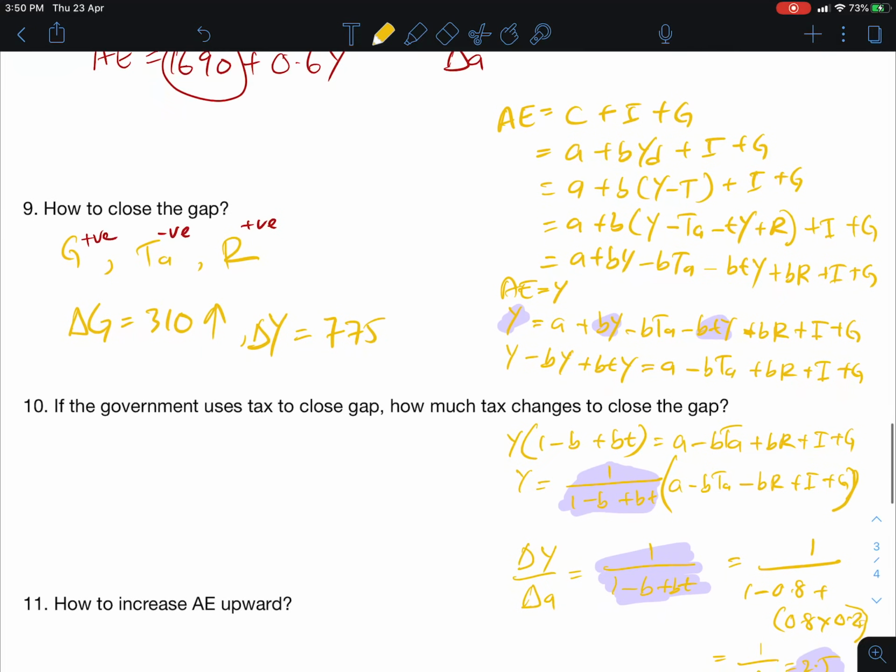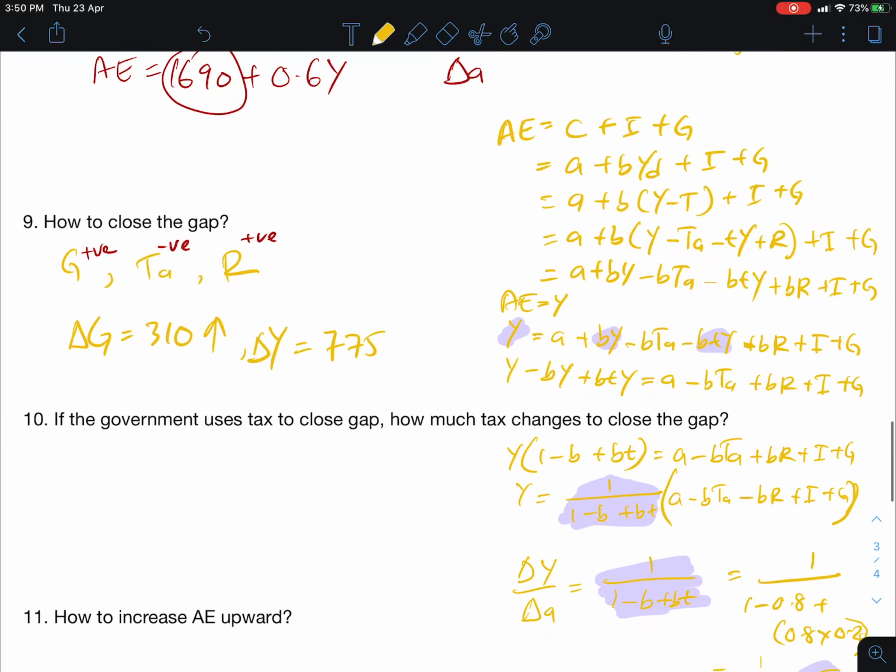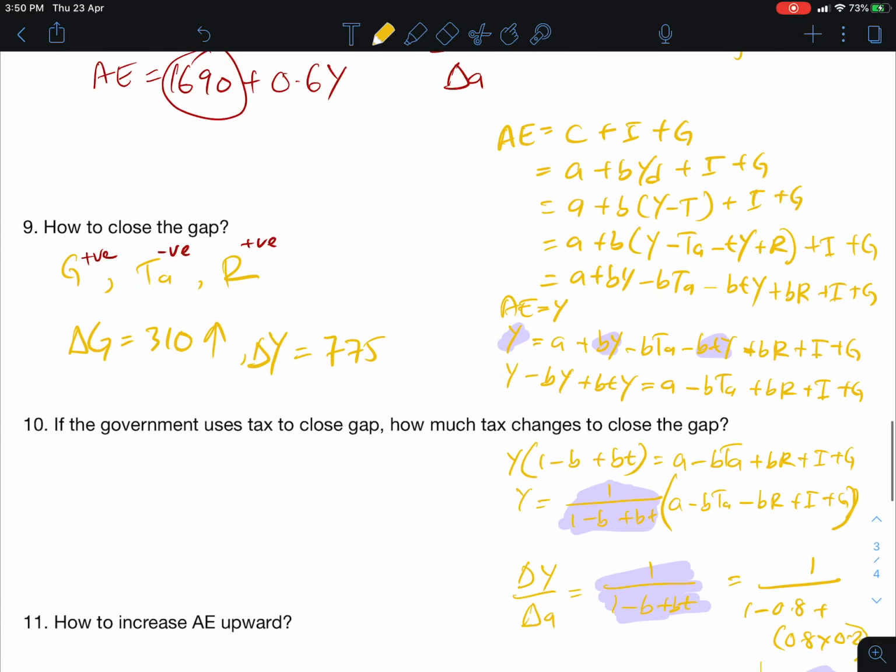Now if the government wants to use tax to close the gap, how much does the gap need to be closed? Perubahan Y 775 is the amount of national income that we need to close, in order to close the national income gap.